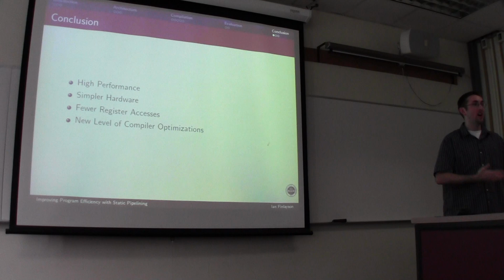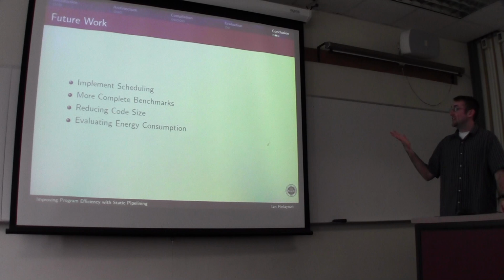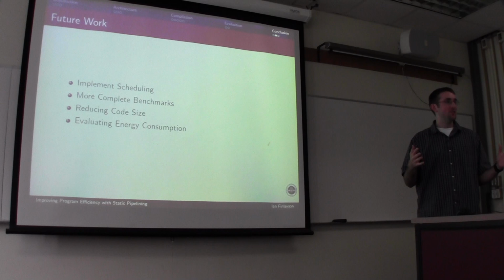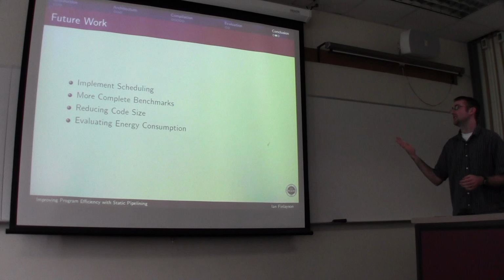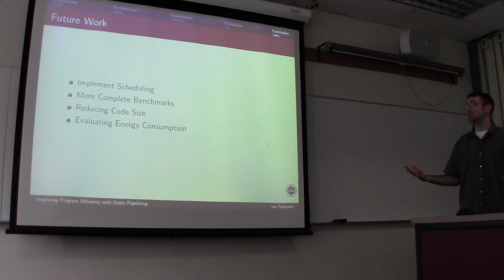For future work, we have to implement scheduling, which along with some other optimizations will allow us to compile everything automatically so that we can do larger and more benchmarks. We're also going to look at reducing code size, because right now we're using a 64-bit wide instruction format, which is of course too wide for any embedded system. And we also want to evaluate the energy consumption in more detail. So instead of just saying we saved register accesses, we can say how much energy we really saved, as Pete brought up. So any questions?